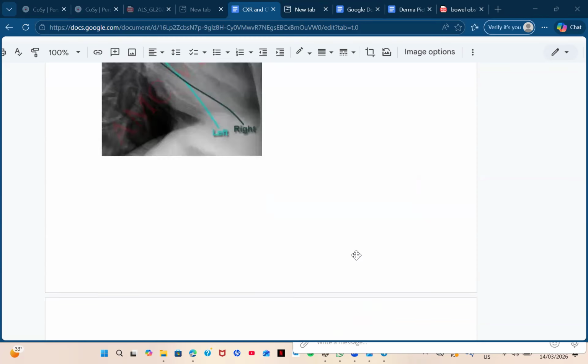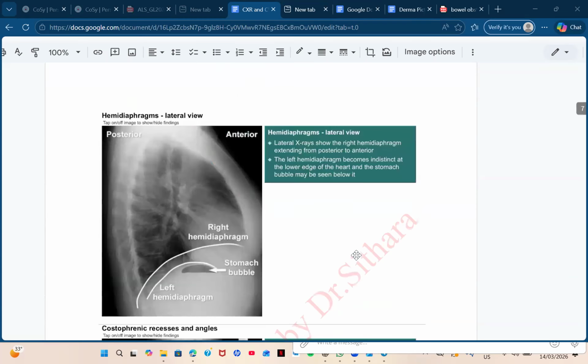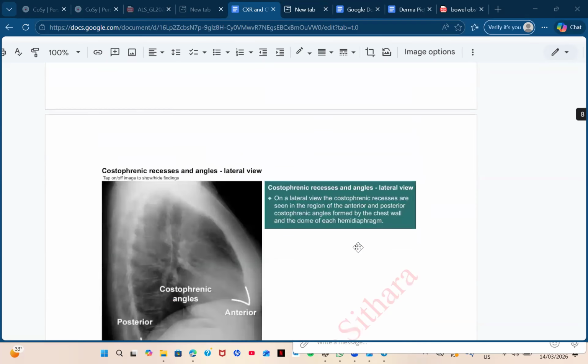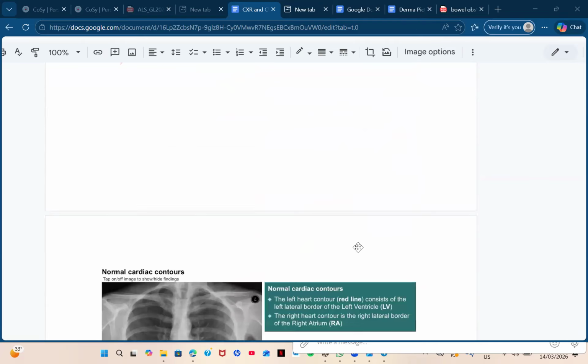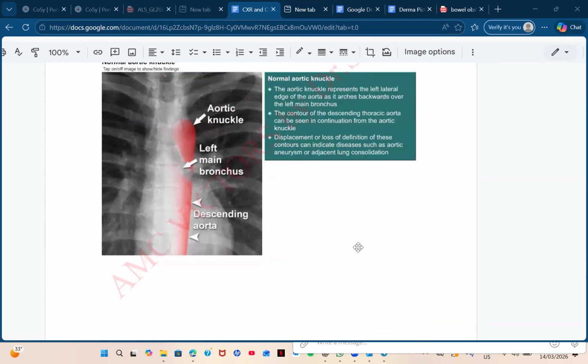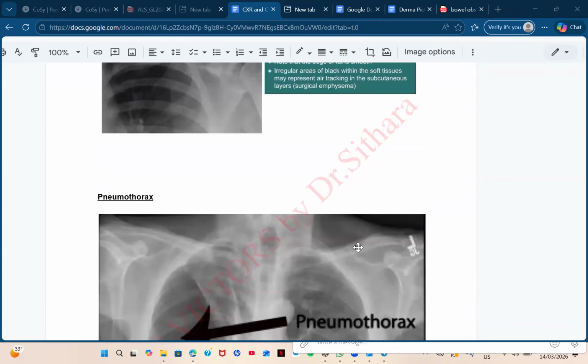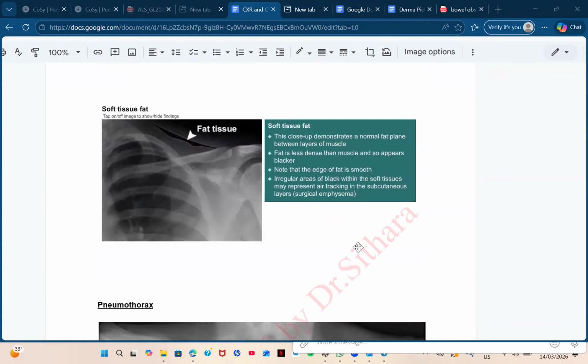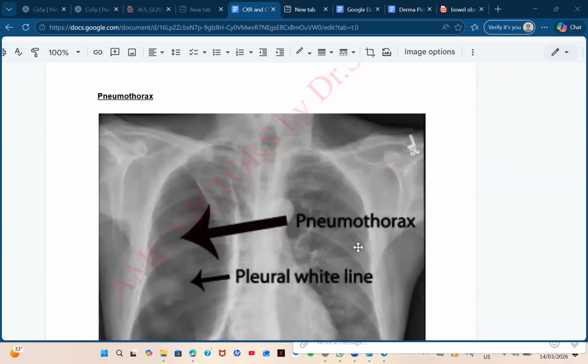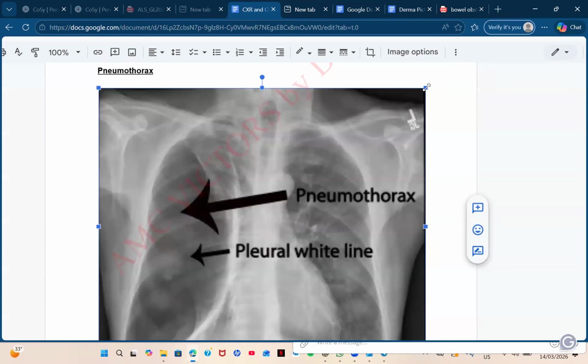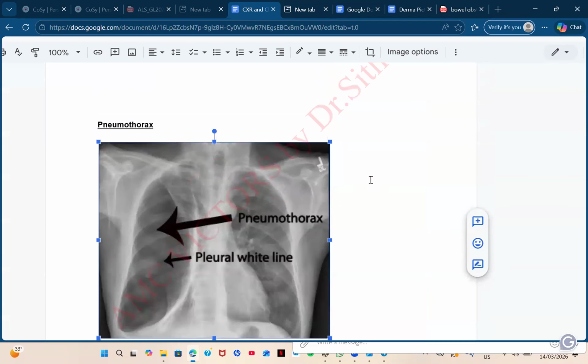Okay, I'm not going to discuss too much. We'll discuss from the abnormalities. So let's start with pneumothorax. How does pneumothorax present, doctors? Tell me how it presents. What are the things that we can see in the chest X-ray? Tell me, doctors.